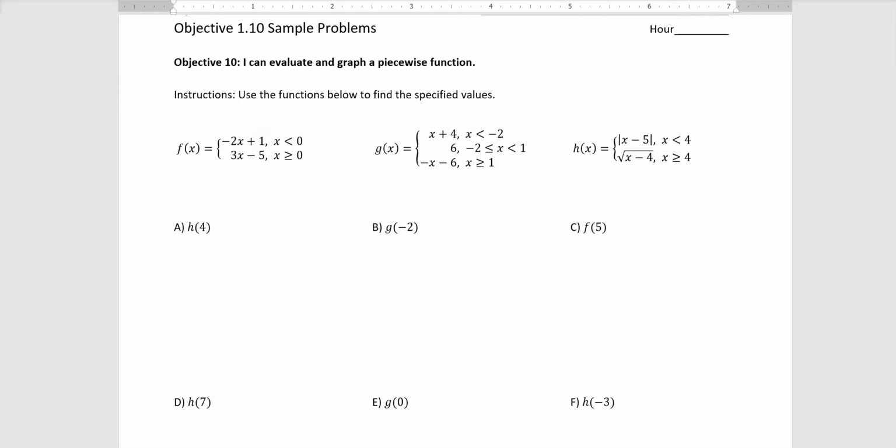Hello, and welcome to our Objective 1.10 sample problems. Objective 10 says I can evaluate and graph a piecewise function, so let's do some evaluating.